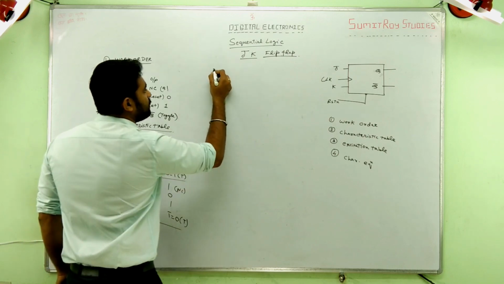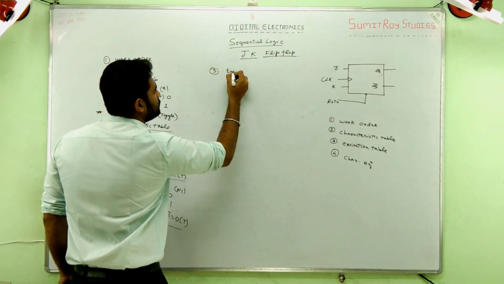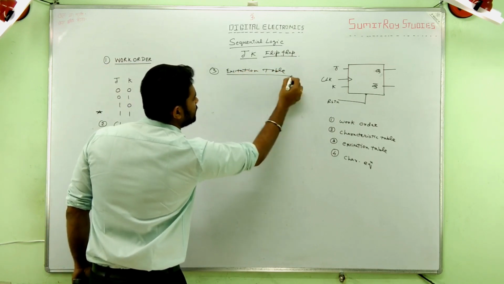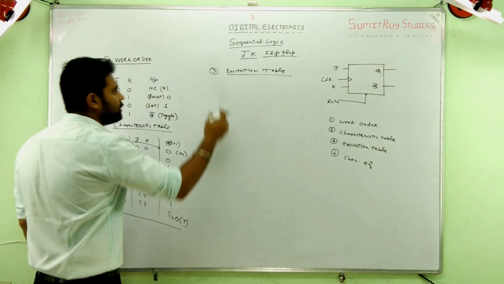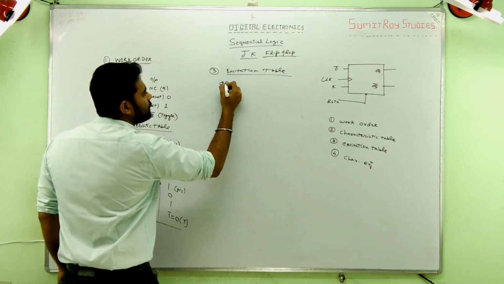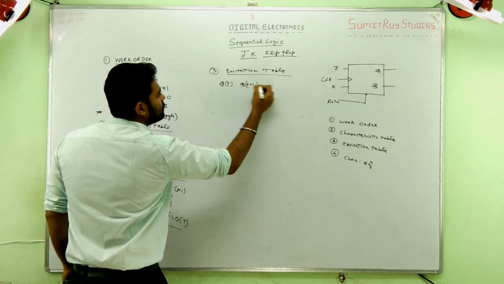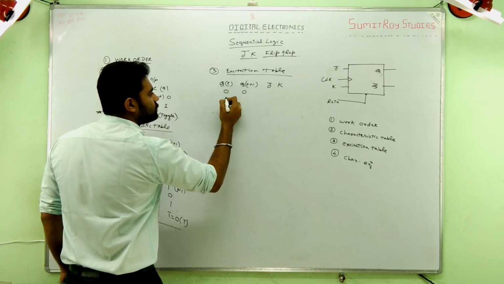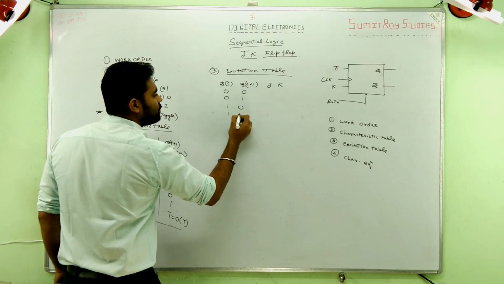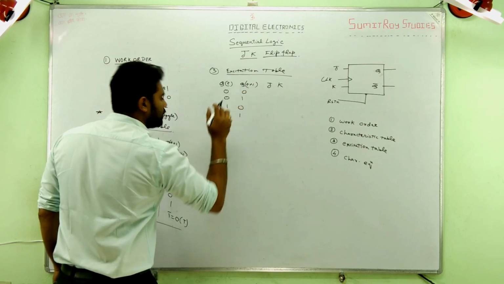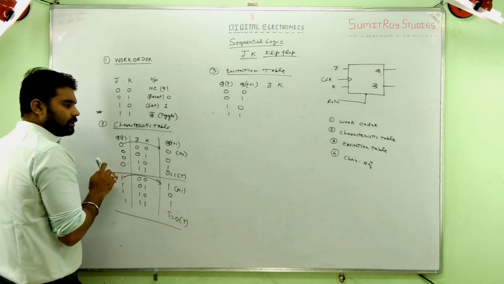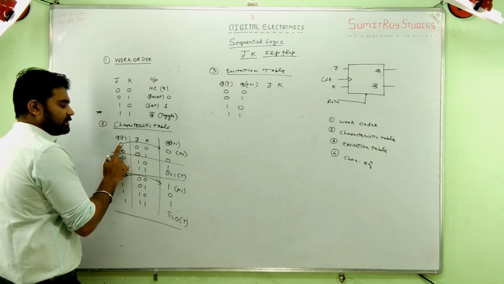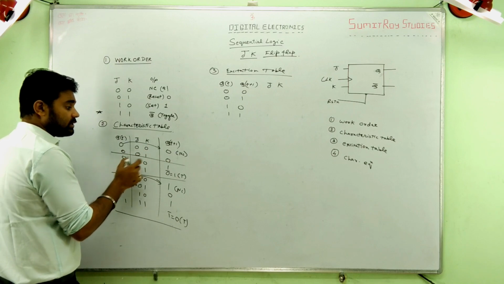Based on this, the third one, the excitation table, excitation chart, whatever you want to call it. So QT to QT plus 1, J and K. What are the possible transitions? 0 to 0, 0 to 1, 1 to 0, 1 to 1. For 0 to 0, if the transition is occurring from 0 to 0, we'll take the help of the characteristic table. In the first and second case, both have a 0 to 0 transition occurring.